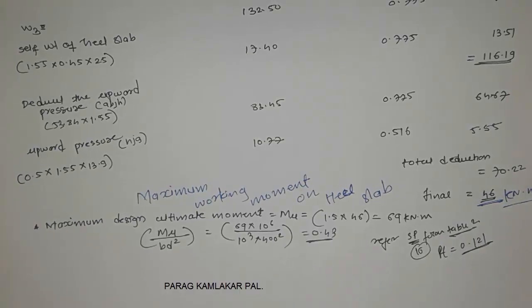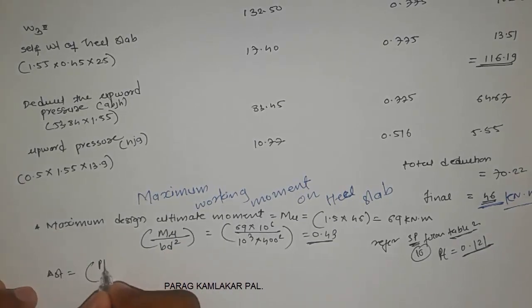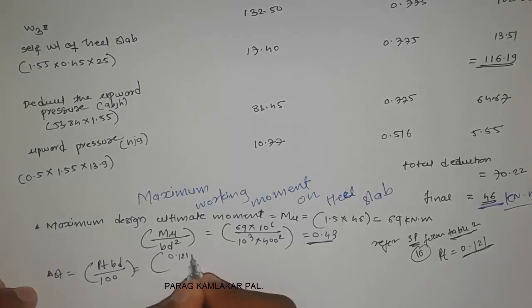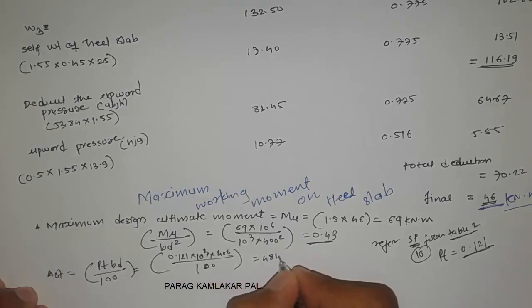So from that we calculate the Ast. Ast equals Pt b d upon 100. So you place all the values: 0.121 into 10 raised to power 3 into 400 upon 100. So you get the value as 484 mm square.